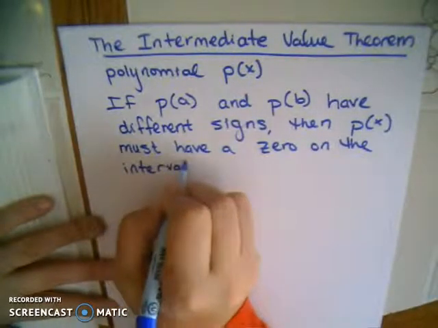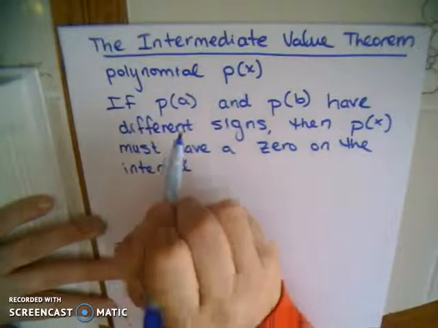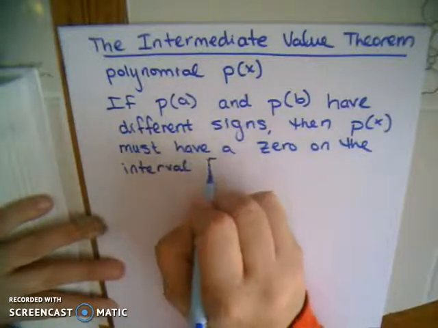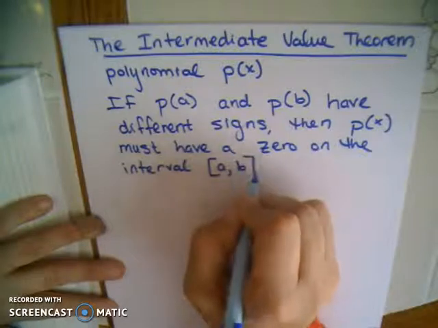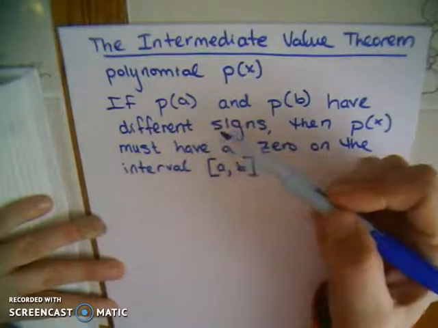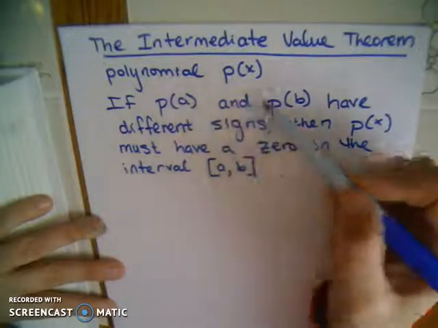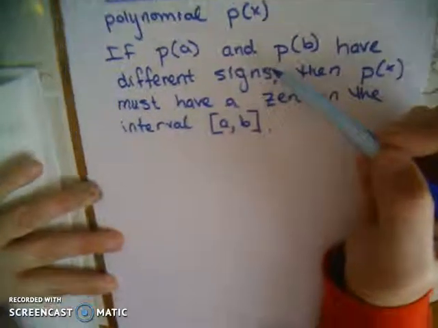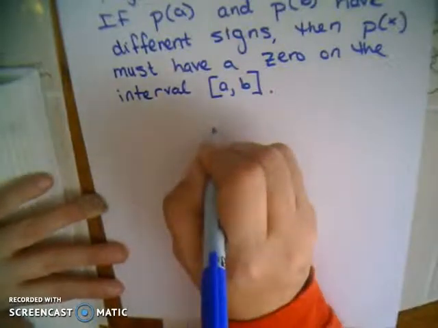Because if you think about it, our polynomial functions are nice, smooth, continuous graphs. So the only way I can go from negative numbers to positive numbers is to somewhere cross through 0 in between. And I'll show you an example of this.